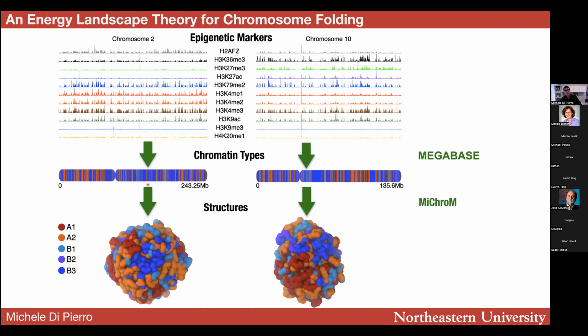Now, with that, we have a full pipeline. We go on a freely accessible database from NIH, like the ENCODE database. We read the epigenetic modifications for the chromosome we're interested in and the cell line we're interested in. Then we run MEGABASE to produce compartment annotation, or chromatin structural types, for that chromosome, which is a single sequence of letters. Then we run molecular dynamics, and the molecular dynamics returns an ensemble of three-dimensional configurations for that chromosome.